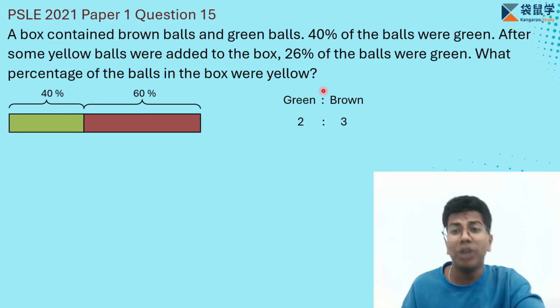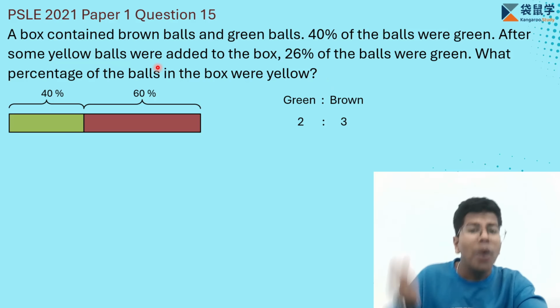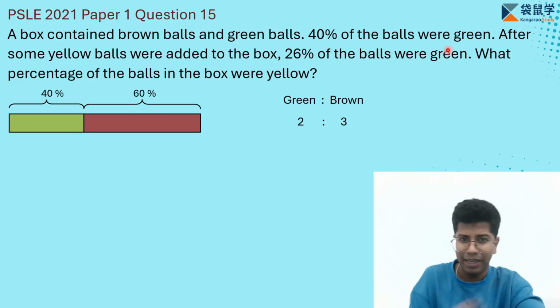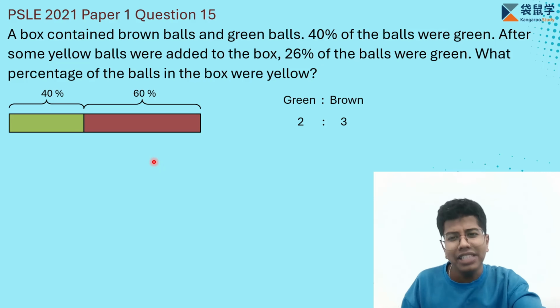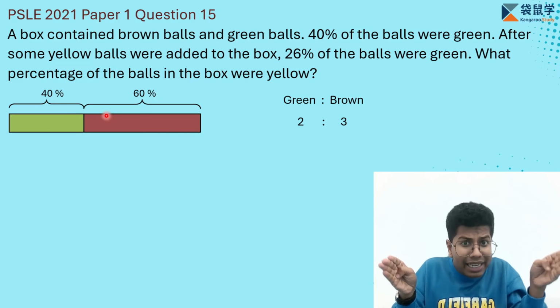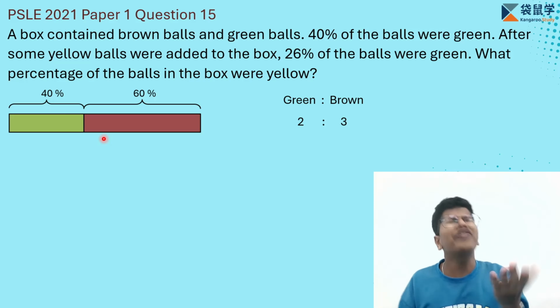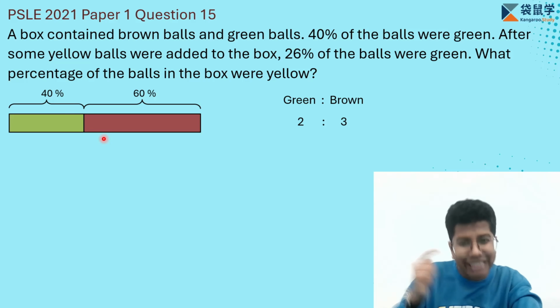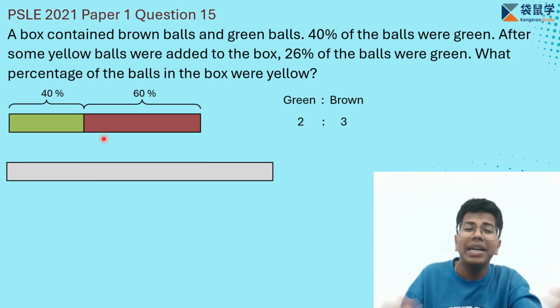Then what happened in the question? The question says yellow balls were added and then 26% of the balls were green. Now, after adding yellow balls, will the size of the model increase or decrease? Of course it will increase because balls were added. So the model that I'm going to draw now is a bit bigger.